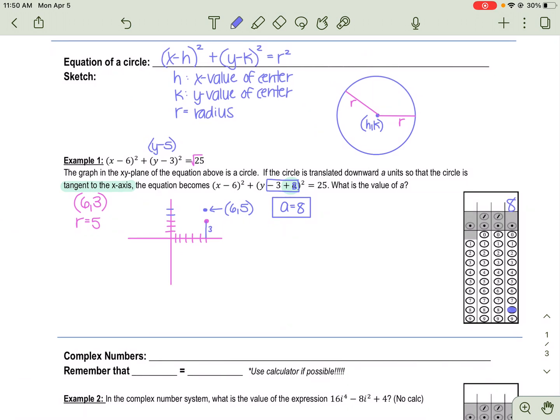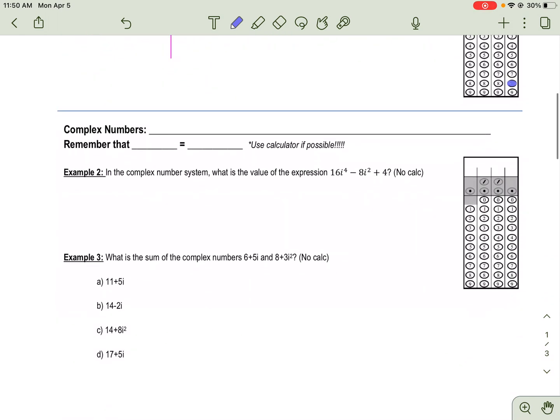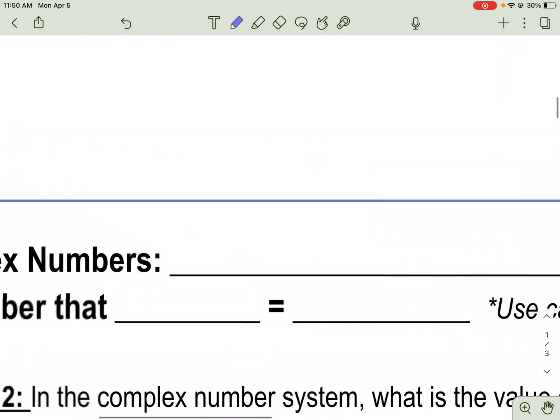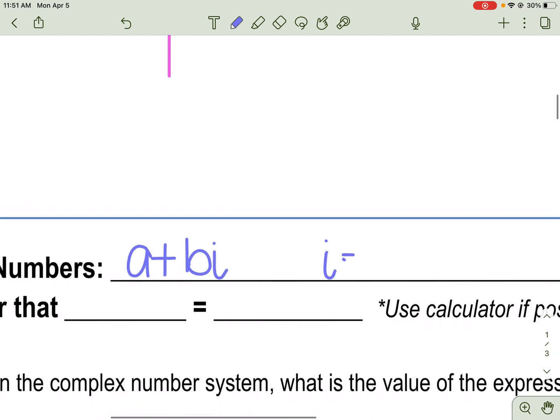Okay, we're going to move on to complex numbers. Okay, so a complex number is a number that involves an imaginary component. Okay, so the standard form of a complex number is a + bi. Okay, a is the real part, bi would be the imaginary part. Okay, and if you remember, i is equal to the square root of -1.